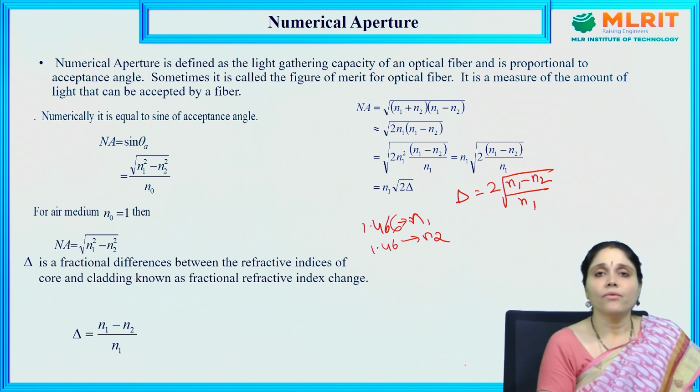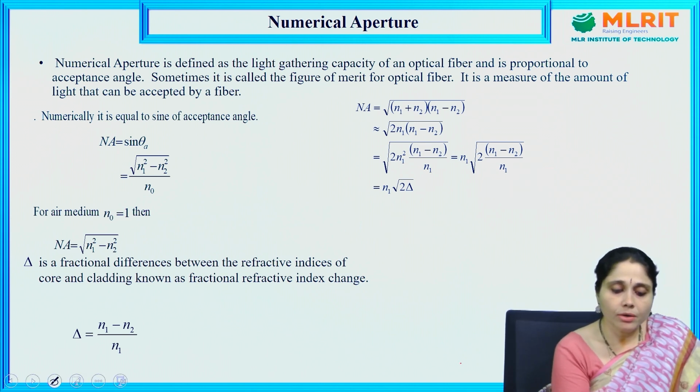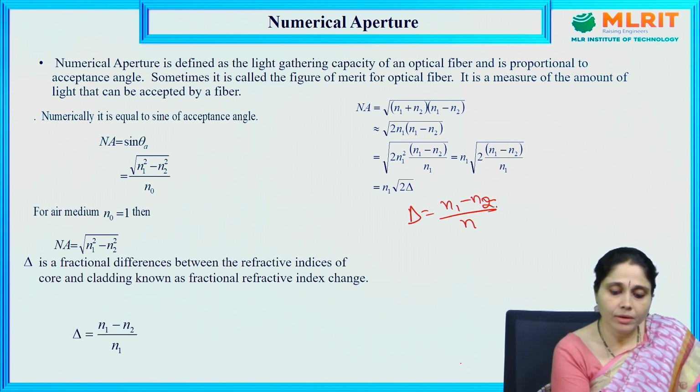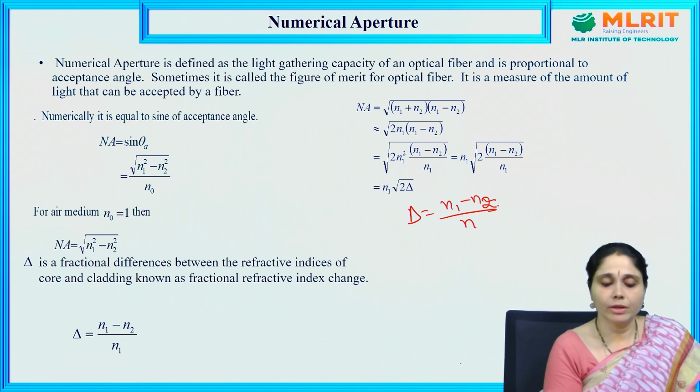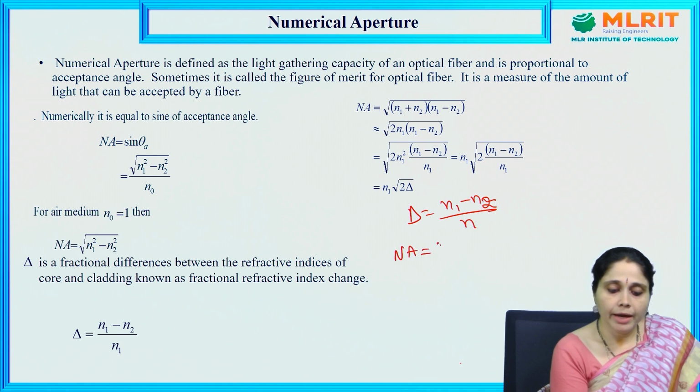Delta is the fractional difference between the refractive indices of core and cladding, known as the fractional refractive index change. So delta is equal to N1 minus N2 by N1 itself, not along with the 2. So, taking the root over the total, NA is equal to N1 into the square root of 2 delta.